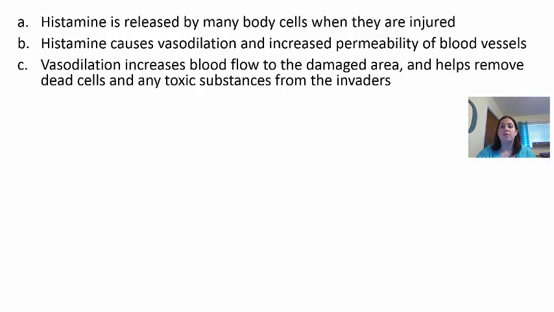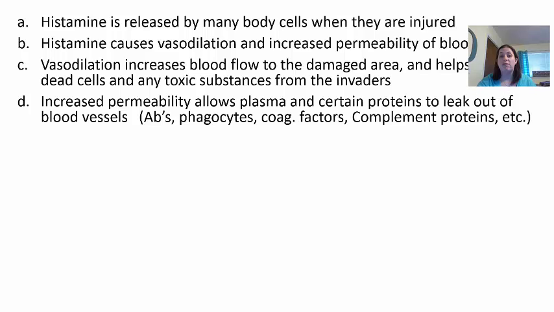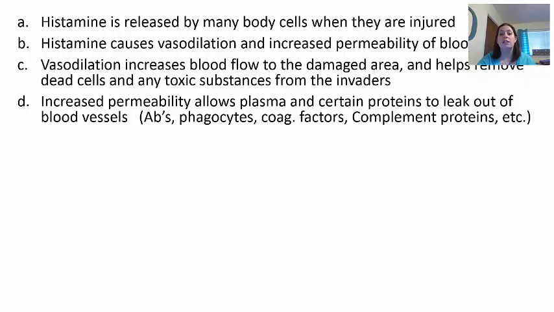Vasodilation increases blood flow to the damaged area and helps remove dead cells or any toxins that the invader has produced. This increased permeability of the blood vessel allows plasma to leak out, as well as white blood cells, antibodies, other phagocytes, coagulation factors, complement proteins we talked about that circulate through the blood. It allows all of them to come into the area to help fight the invader.